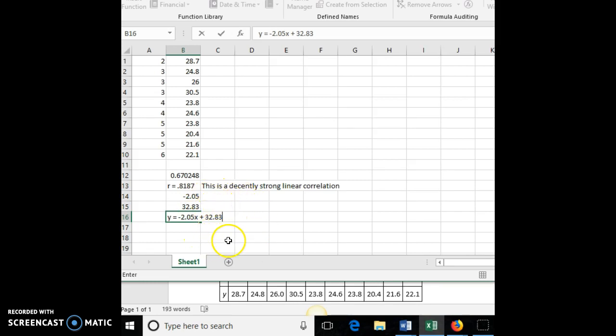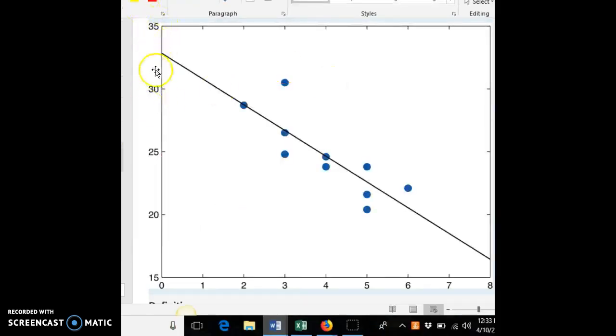The first thing we do is we locate 32.83 on the y-axis, and we plot that on the y-axis. So here on the scatter plot, notice that 32.83 is somewhere in here. And then my slope is negative 2.05, so I want to go down 2.05 and over 1, which would put me right in there. And then from that point and that point right there, I was able to draw the line.